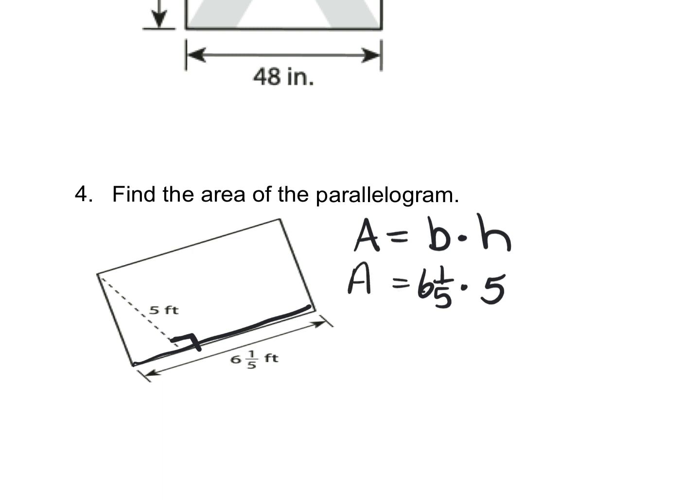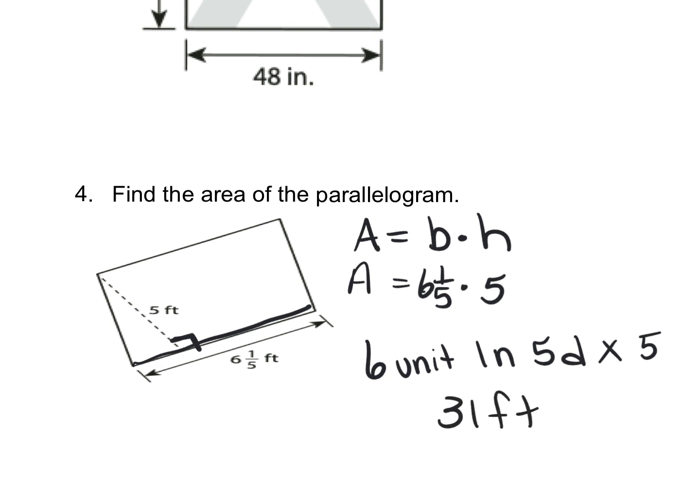area. So when I put into the calculator 6 unit, 1 numerator, 5 denominator, times 5, or 6 1/5 times 5, then I get 31 feet squared.